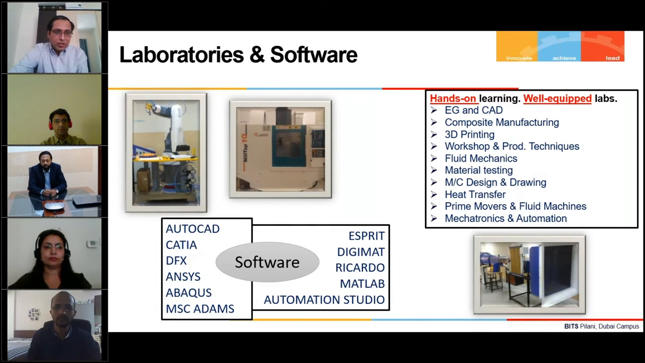So the leftmost picture that you see is from our robotics lab. This shows a robotic arm that can pick up any spherical objects. The next picture that you see is a CNC milling machine. CNC is being widely used by the industry nowadays. This is a full-scale 3D milling machine that we have in our department. And students get to use these machines during their workshop and production techniques, and they can learn how these programmings are done.